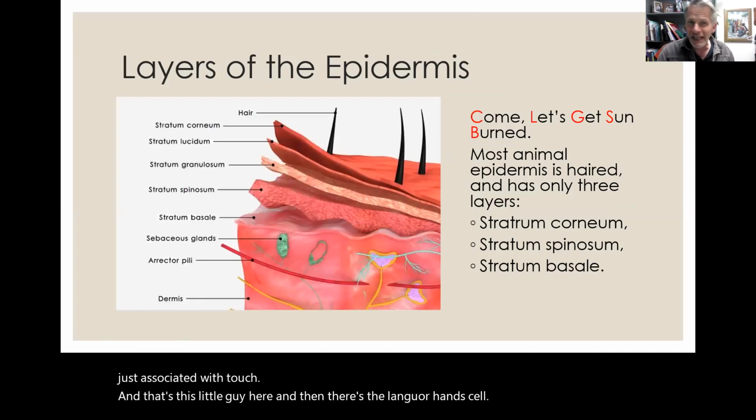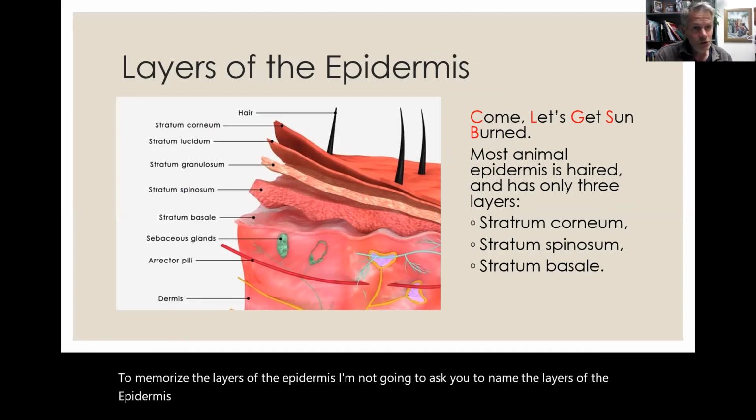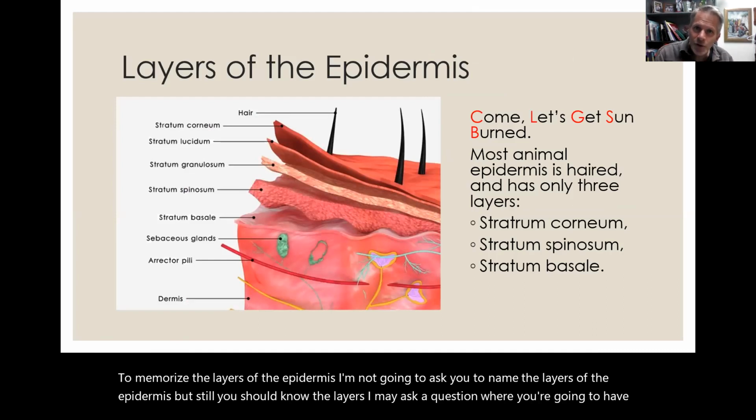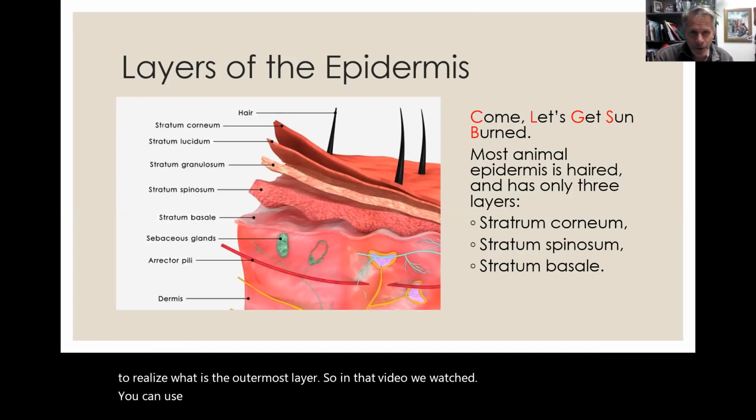To memorize the layers of the epidermis, I mean, I'm not going to ask you to name the layers of the epidermis, but still you should know the layers. I may ask a question where you're going to have to realize, well, what is the outermost layer? So in that video we watched, you can use "come, let's get sunburned." You know, come being stratum corneum, L being lucidum, G being granulosum, S being spinosum, and B being basale.